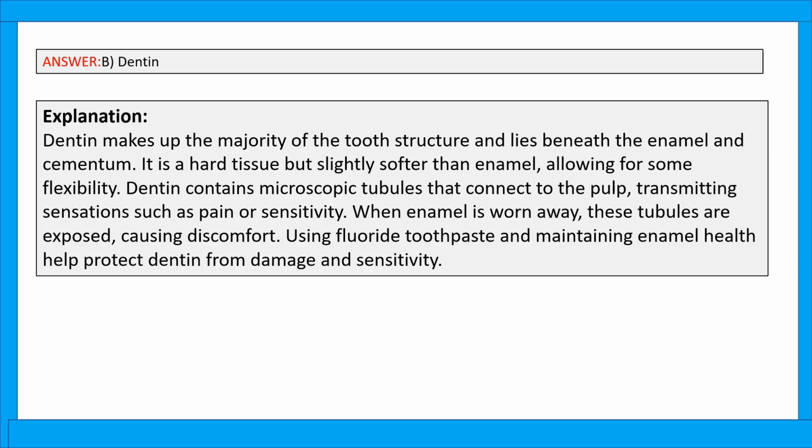It is a hard tissue but slightly softer than enamel, allowing for some flexibility. Dentin contains microscopic tubules that connect to the bulb, transmitting sensations such as pain or sensitivity. When enamel is worn away, these tubules are exposed, causing discomfort. Using fluoride toothpaste and maintaining enamel health help protect dentin from damage and sensitivity.